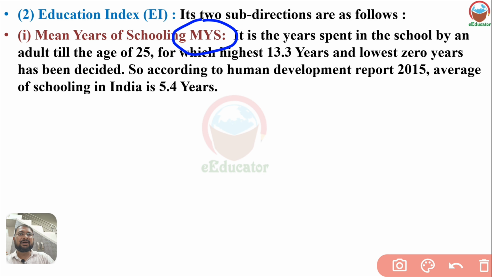So, mean years of schooling is calculated as the mean of the schooling years. You know the mathematics very well, how to calculate the mean of the numbers, whatever the details given. So mean years of schooling, MYS, is the years spent in school by an adult till the age of 25. When a child becomes 25, how many years has he spent in school?